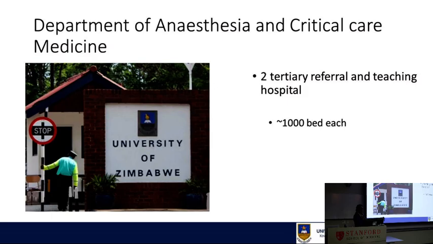So I work with the Department of Anesthesia and Critical Care Medicine. This is under the University of Zimbabwe, which was the first university in Zimbabwe and the oldest university in Zimbabwe. And our department services 2 of the tertiary referral and teaching hospitals, and each hospital is about 1,000 beds. In terms of theaters, the one hospital has 12 theaters in main theater and 2 maternity theaters, and the other one has 6 theaters in main theater, 2 maternity theaters, and 3 pediatric hospital theaters. So in total, we have about 20-something theaters.